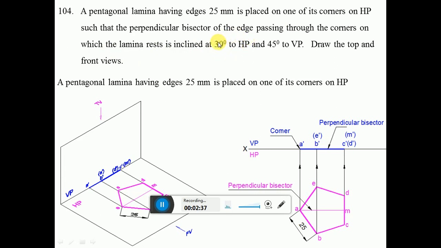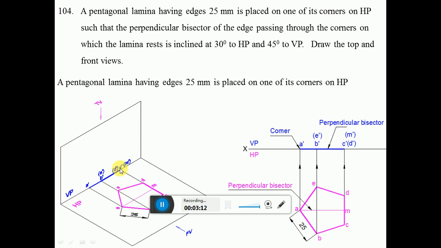Since the true inclination is given, naturally the inclination with respect to HP will be seen in the vertical plane. So where is the vertical plane? The vertical plane is in the front view. So that means in the front view that perpendicular bisector has to be in true length. When will I get that? When that perpendicular bisector is parallel to VP. If it is parallel to VP, then only I can see the true length in the vertical plane, according to our projections of straight line. So since AM is parallel to VP, I am getting the true length.